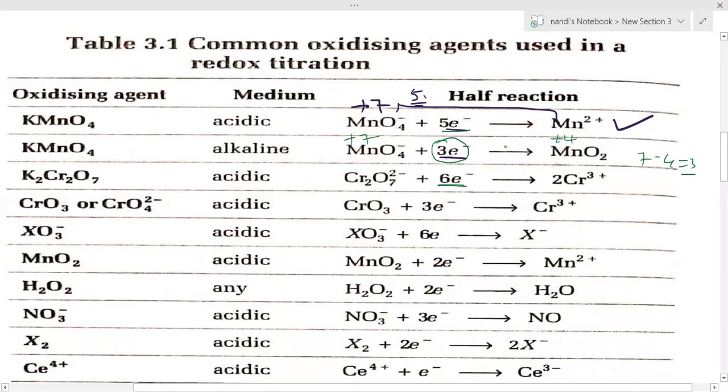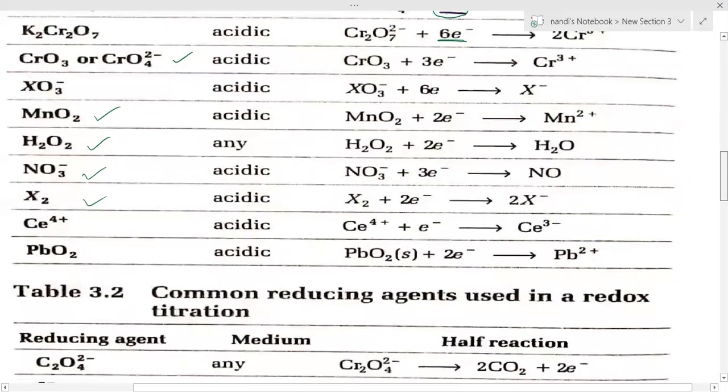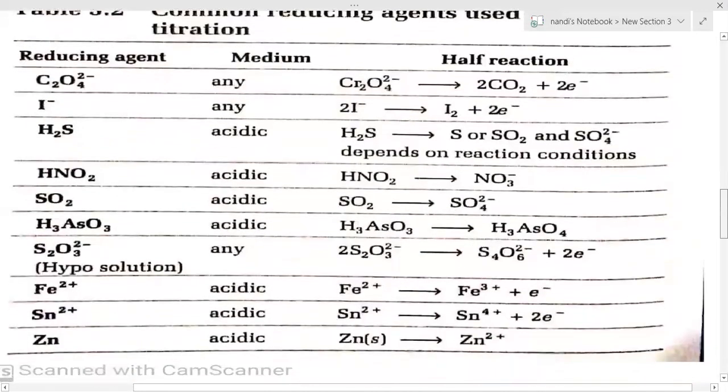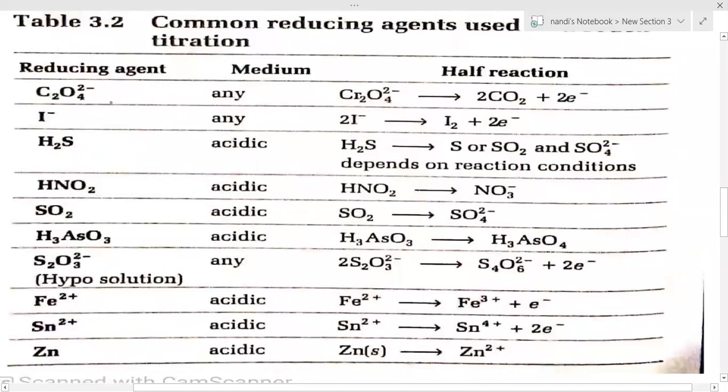Common oxidizing agents are mentioned here: K2Cr2O7, chromate, XO3 chlorate, you can take halate, MnO2, H2O2, NO3. All these are oxidizing agents with respect to their medium, and the changing n factor, which is their gain of electrons, is given here. Similarly, we have given some reducing agents also. This is the oxalate ion C2O4 2 minus. In any medium its n factor is 2. How many electrons does it lose here? 2 electrons. This is the n factor.